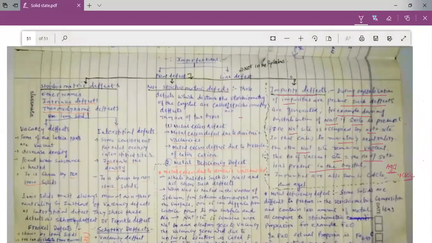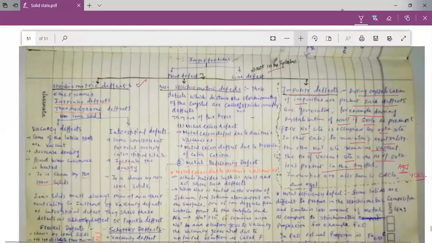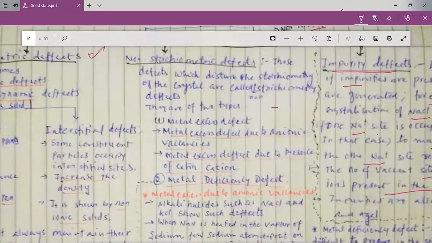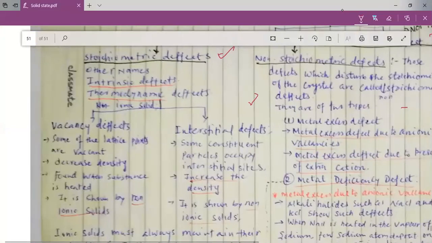We have impurities, or we have imperfections. These imperfections are of point defect and line defect. Line defect we are not going to study in much detail. In point defect we have stoichiometric defect, non-stoichiometric defect, and impurity defects. These stoichiometric defects, my dear students, may be the vacancy defect or interstitial defects. They are called thermodynamic defects.